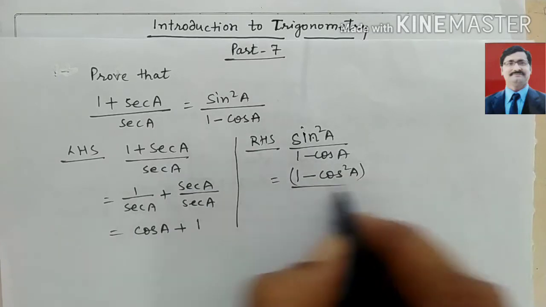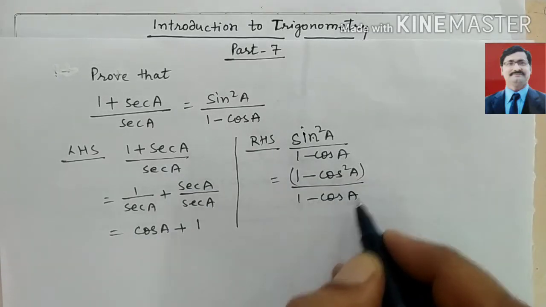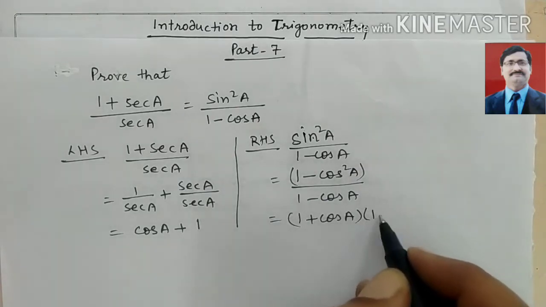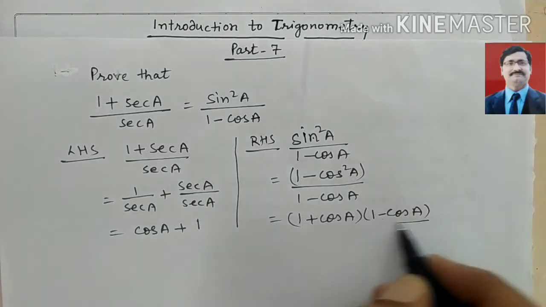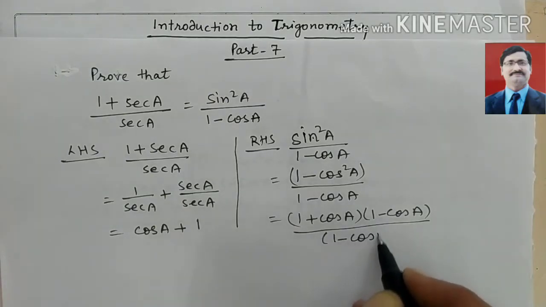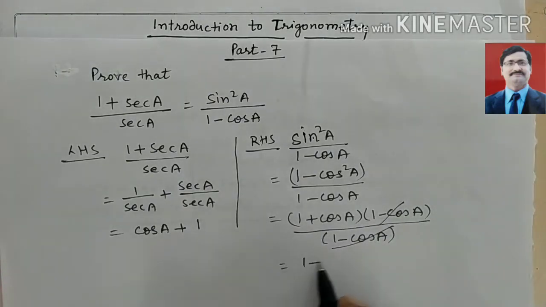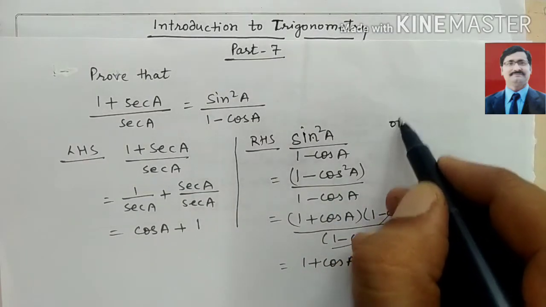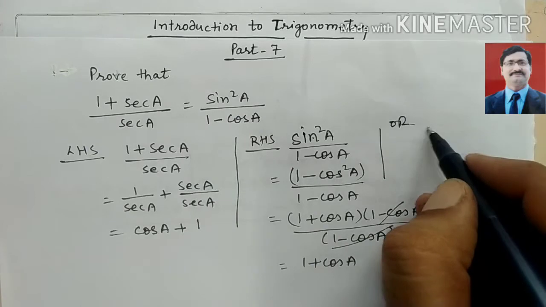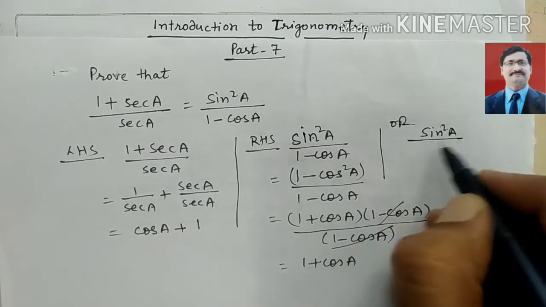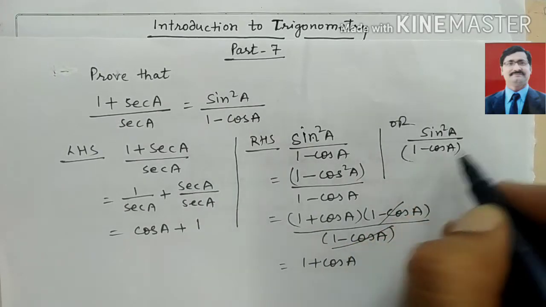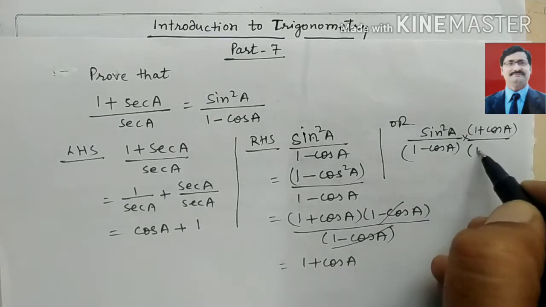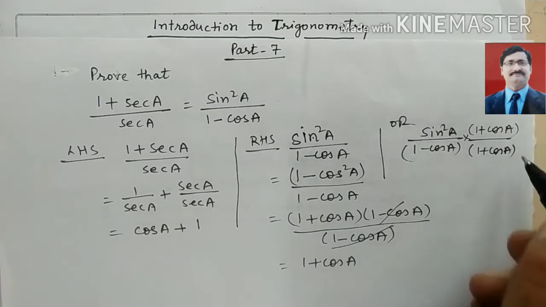Okay, and 1 − cos a we already have, and 1 − cos² a we write as (1 + cos a)(1 − cos a). Here in the denominator 1 − cos a is already there, we cancel these, and we get 1 + cos a. If you do not want to do this method, you can do one more method: sin² a upon 1 − cos a, and you multiply and divide by 1 + cos a.